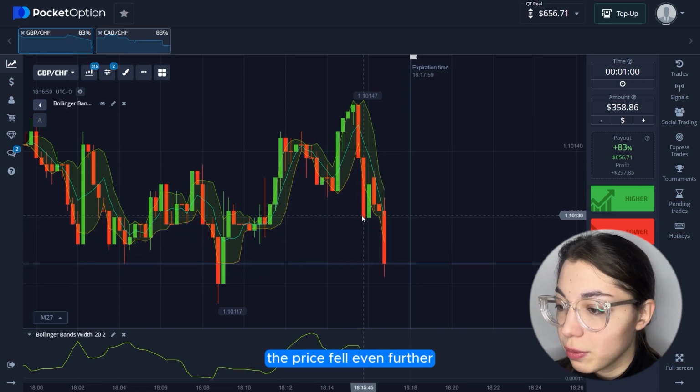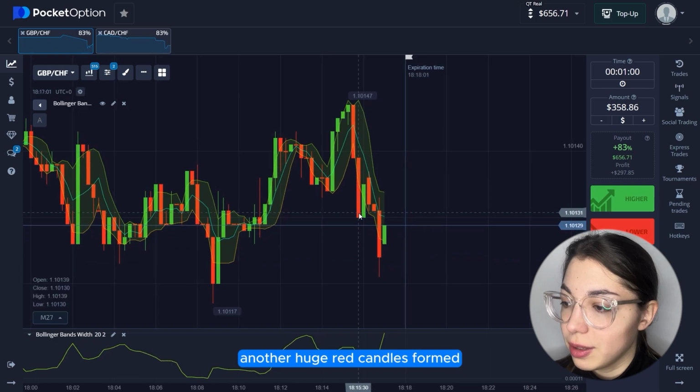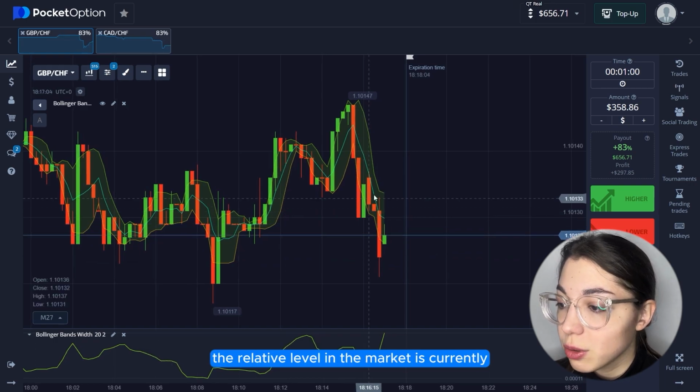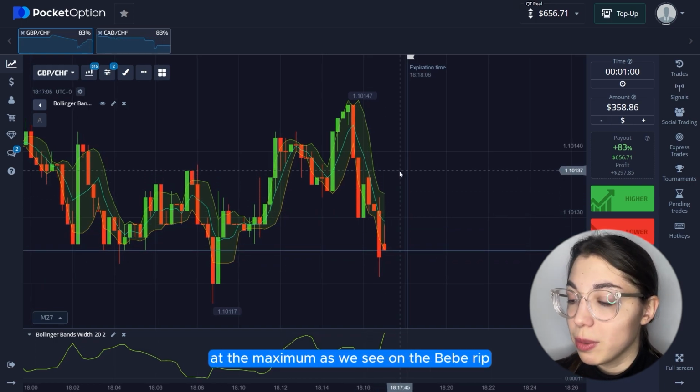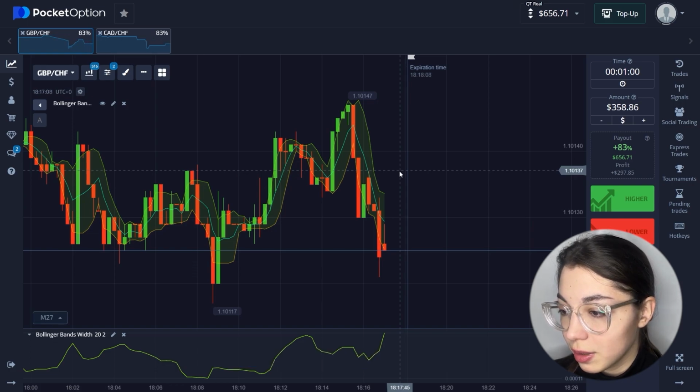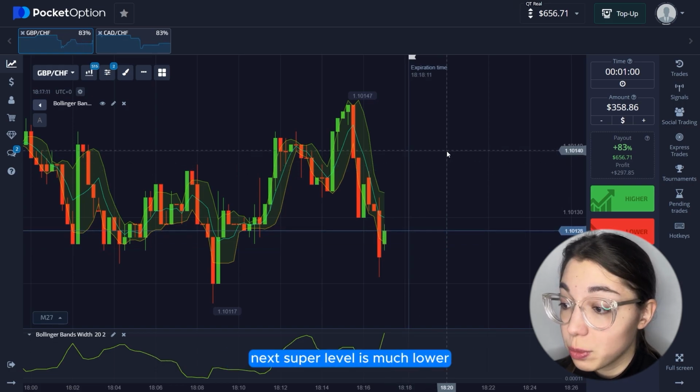The price fell even further. Another huge red candle has formed. The volatility level in the market is currently at the maximum, as we see on the BB width. There is still room for the price to fall. The next support level is much lower.